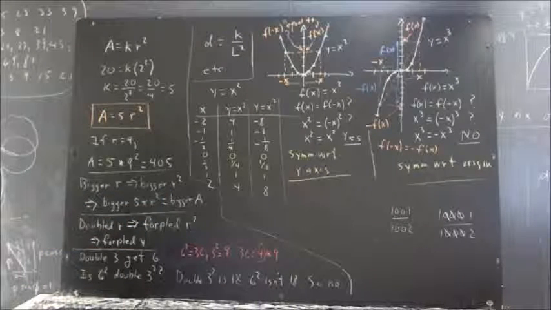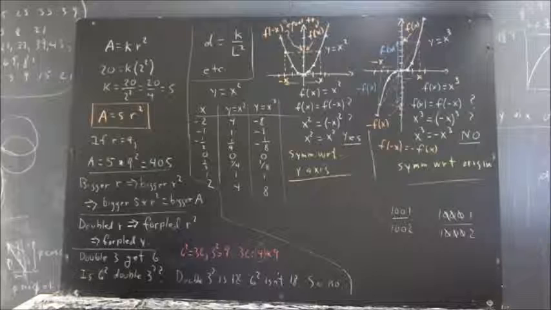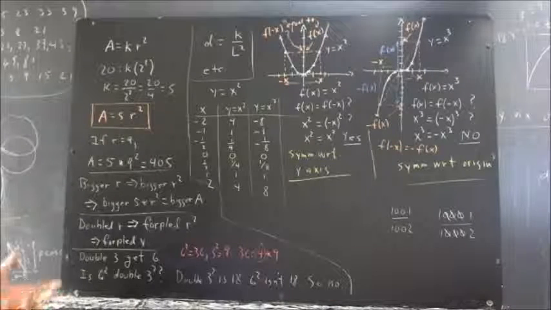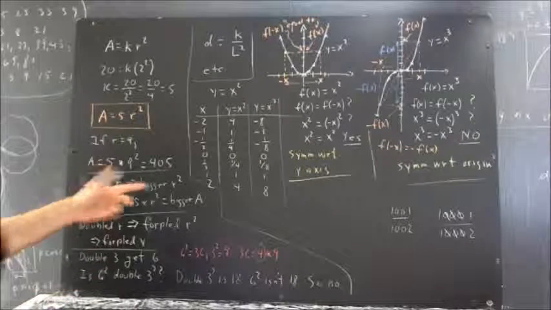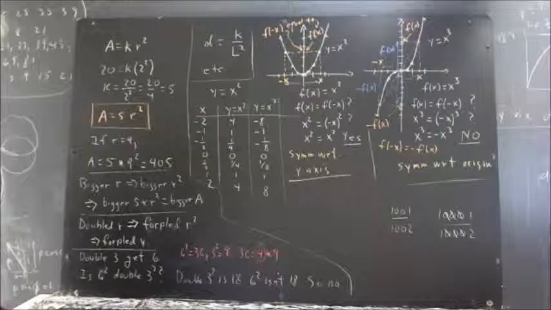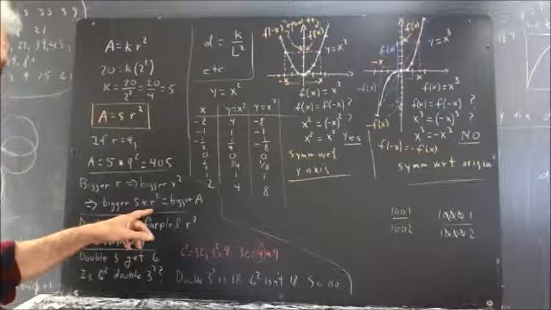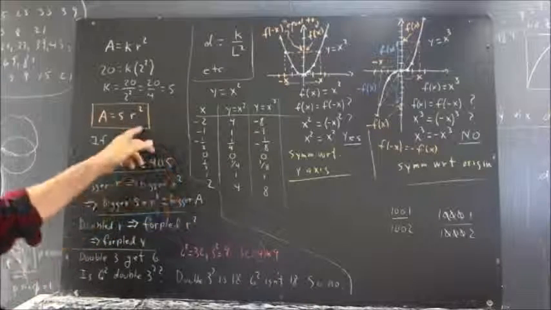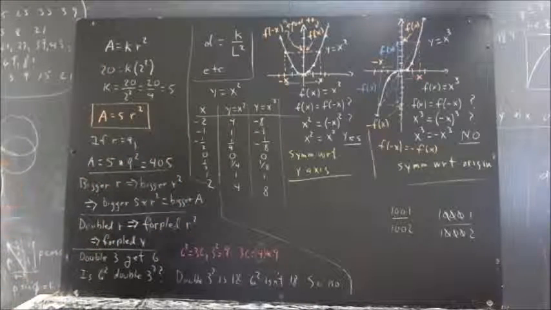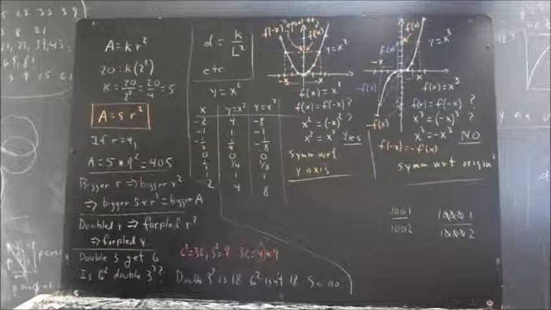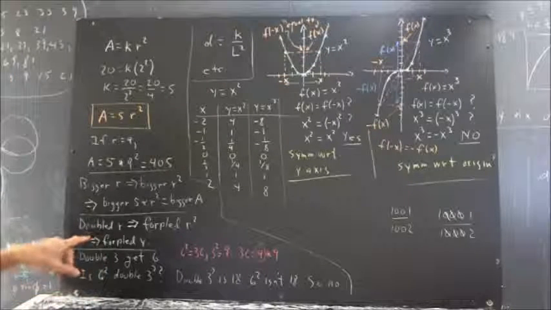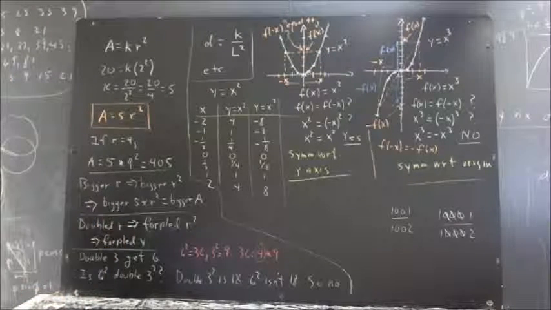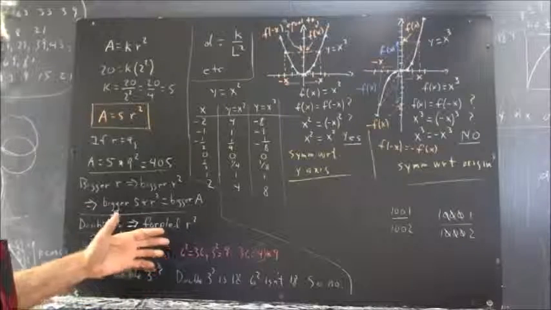Okay, the next question is what happens when R gets bigger? Well, if R gets bigger, then R squared gets bigger. And that means that 5 times R squared has to get bigger, which means that you get a bigger A. So bigger R gives you bigger A. Okay, now, the question then is, what happens if we double R?